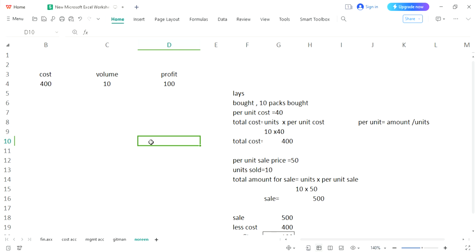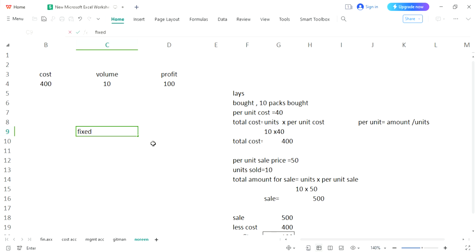All right, and next we will also be discussing a few terminologies. First is your fixed cost, and second is variable cost. In simple words, just consider if there is a cost and that cost is fixed, that cost is not going to change, that cost will remain the same at any point of time. It would be fixed cost.